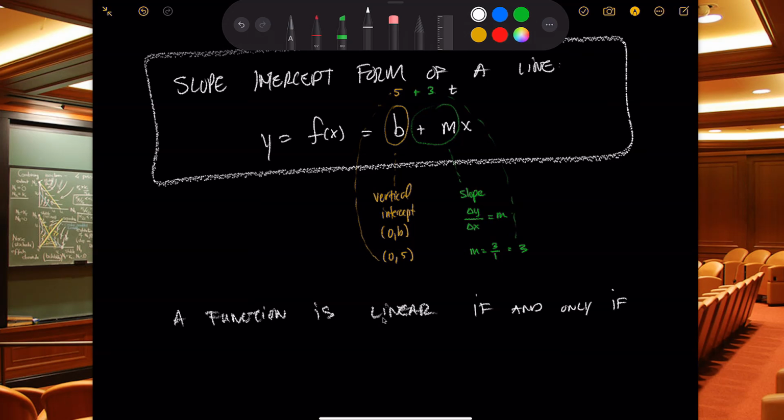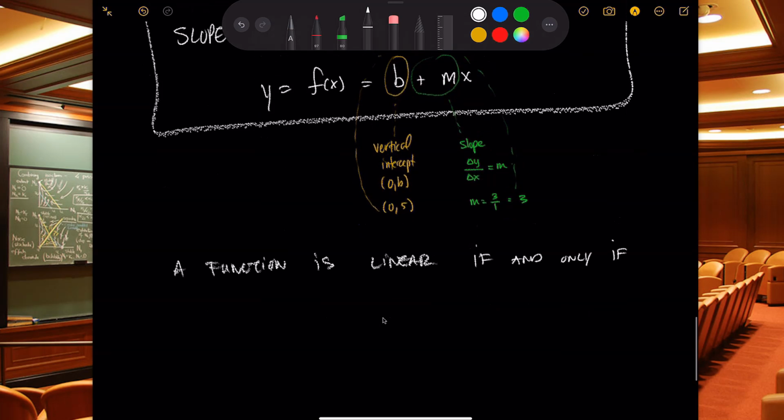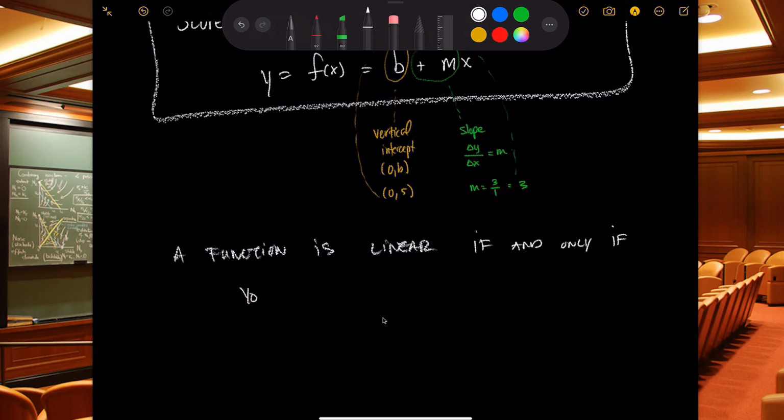So a better way to say this would be like the CEO of SpaceX is Elon Musk. I don't know if he still is or not. Right? So the CEO of SpaceX is Elon Musk, and Elon Musk is the CEO of SpaceX, right? So they are if and only if, right? It is both directions. So anyway, a function is linear if and only if you can write it this way.